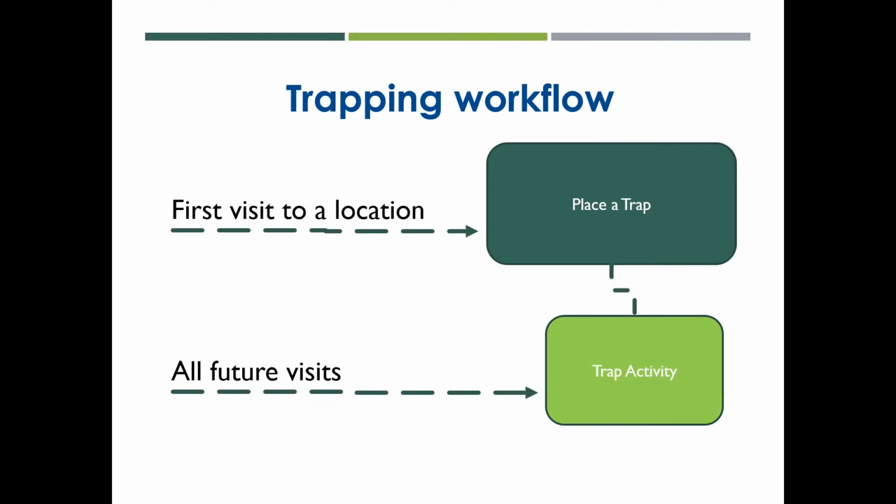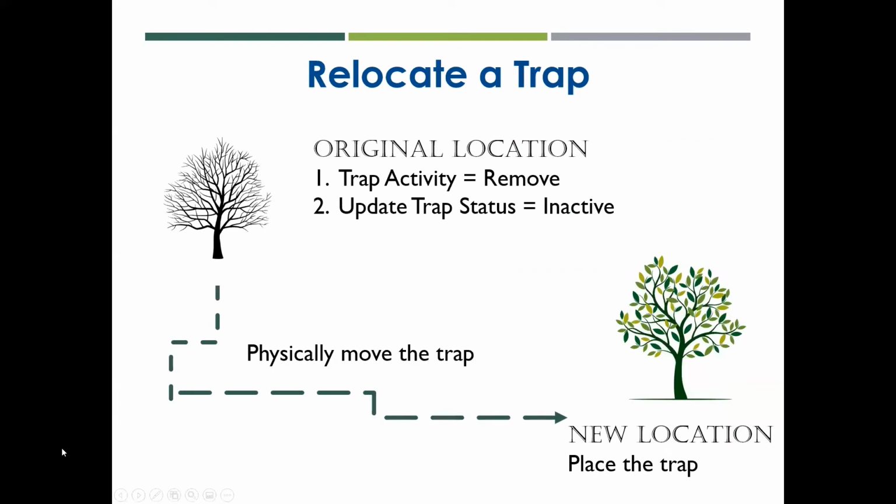And then all future visits are really monitoring that trap. They're a trap activity, whether it's replacing lure or just having a look at it, or maybe removing it or relocating it. So first visit, placing the trap. Every future visit is a trap activity. And there are a few workflows to this that might add a little bit of difficulty, and one would be relocating the trap. And sometimes there's some confusion around this first remove step.